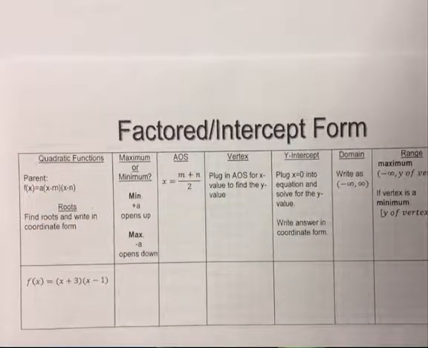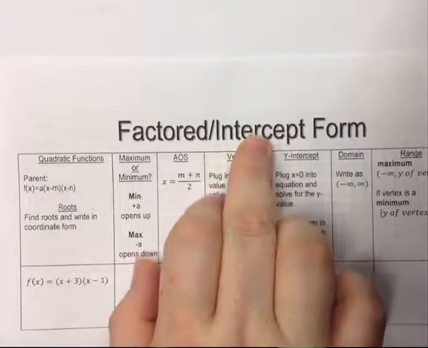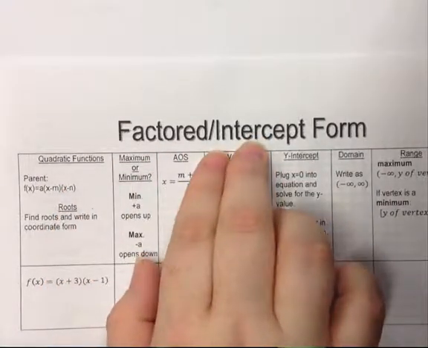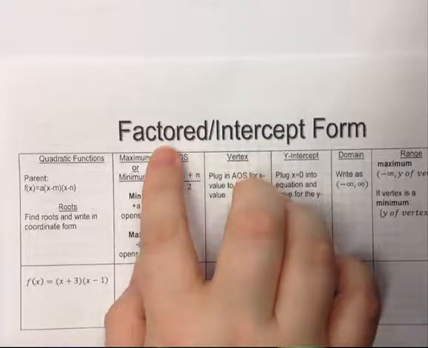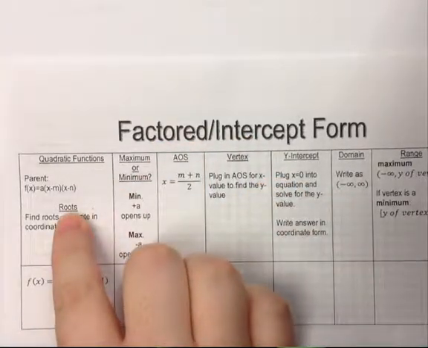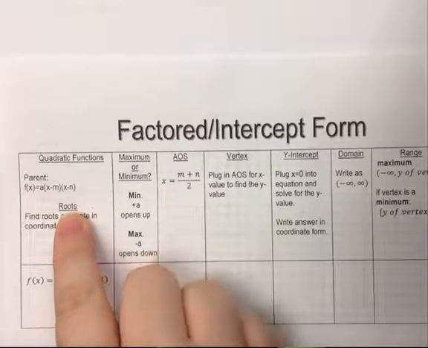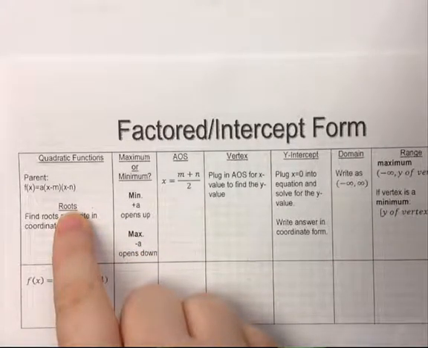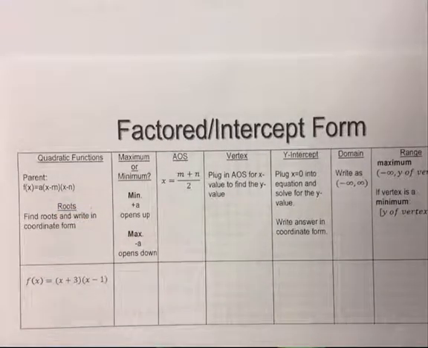The first thing we want to find is, because it's in intercept form, this actually tells us our x-intercepts. If it's in factored form, it's in intercept form, which tells us our roots. Another word for roots are your x-intercepts. Another word for that is solutions and your zeros. All four of those mean the exact same thing.